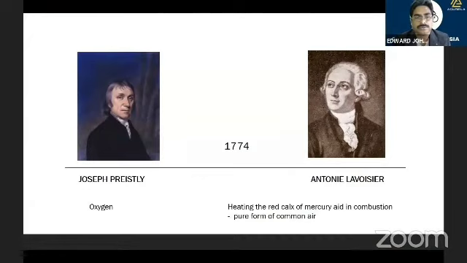So all of you know, Joseph Priestley discovered oxygen in the year 1774. But before Joseph Priestley, Antoine Lavoisier heated the red calx of mercury, which he found aided in combustion. So he thought it is a pure form of common air. The red calx of mercury is nothing but the ash of mercury. When the ash of mercury is heated at high temperature, it will separate into mercury and oxygen. That oxygen, he thought, was a pure form of common air. But subsequently, Joseph Priestley found that it is the oxygen that aided in the combustion. So he discovered oxygen in the year 1774.